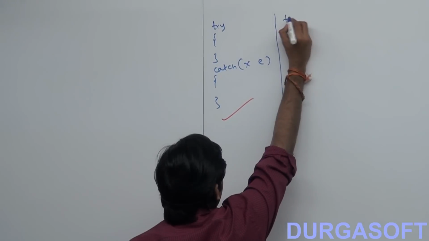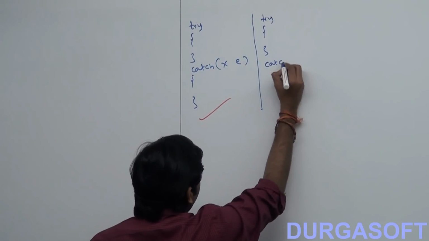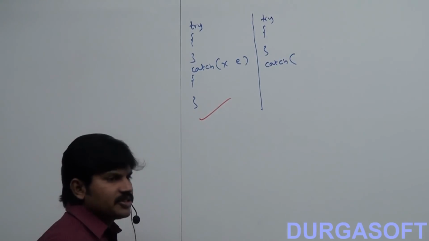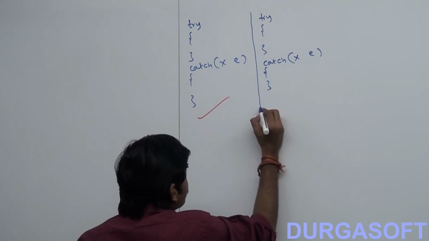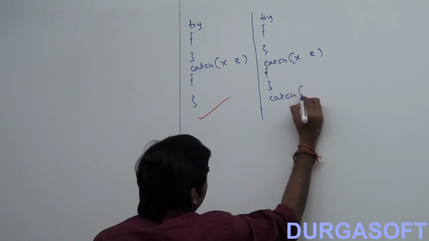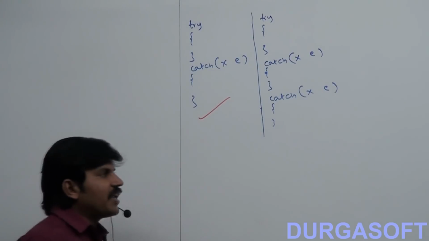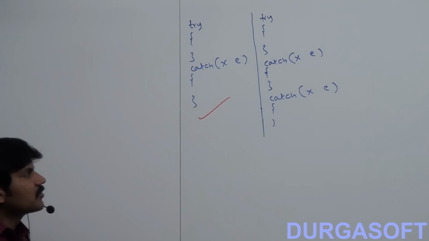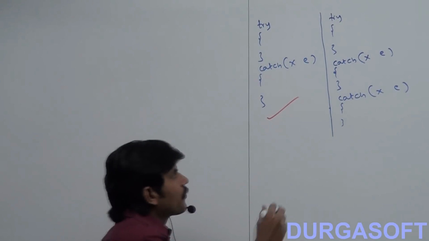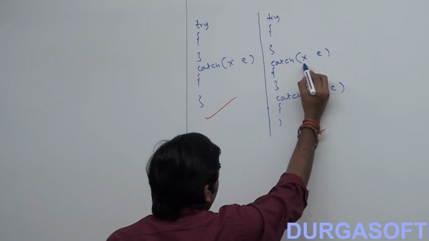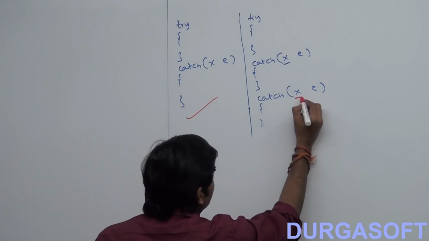Now I am taking try, here catch I am taking. Try catch, here catch Exception, and another catch Exception. Can you tell, is it a valid syntax or not? No. We are going to get a compile time error. What is the reason for that? Do you know? We already took one catch block for X. For the same X, we are taking another catch block.